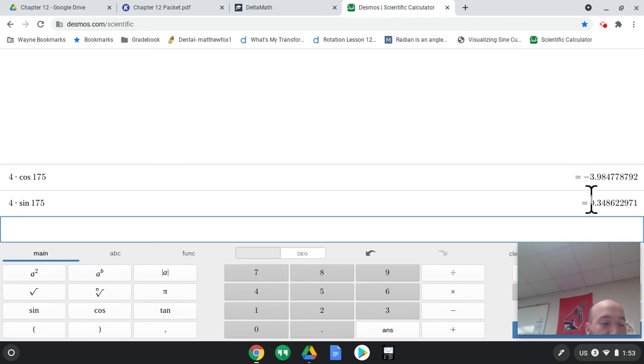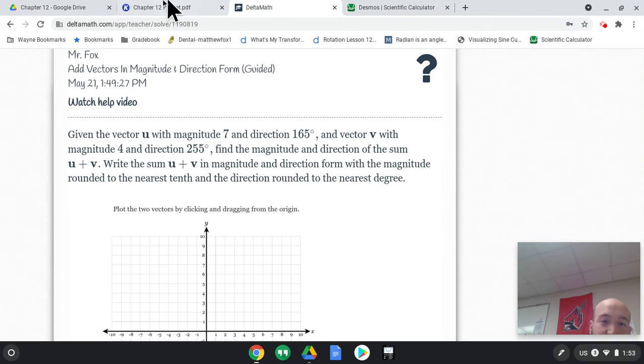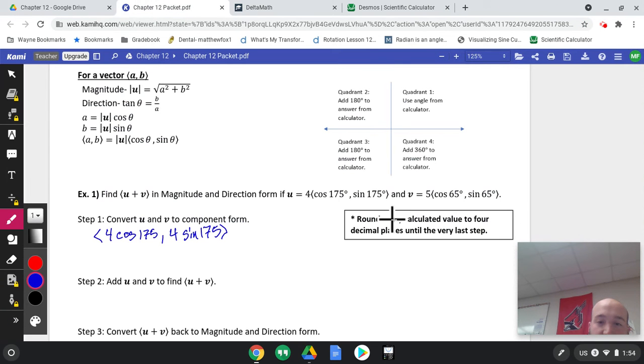So cosine. Now, so far we've been rounding to 2 decimal places. We want to go a little bit more. Notice here it says round every calculated value to 4 decimal places until the very last step. We got to do that because on Delta Math, otherwise if you round more, your answers will start to get off. We want to go to 4 decimal places.